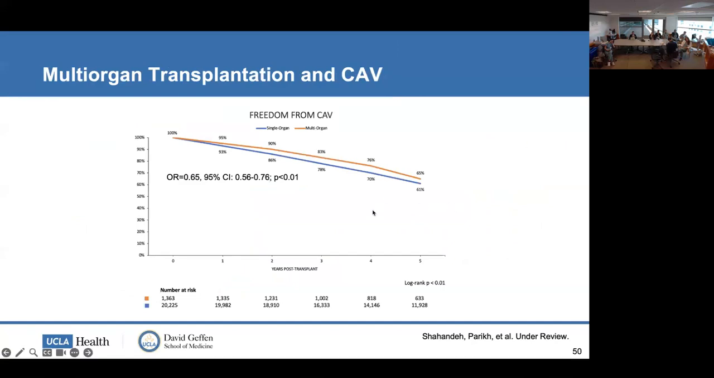This is the primary data we found, which is that there's a significantly reduced level of CAV at 5 years in multi-organ transplants compared with single-organ transplants.